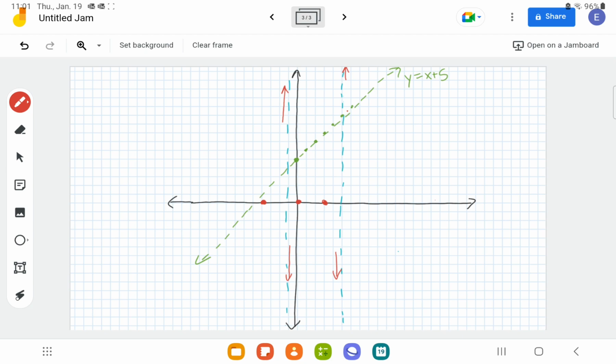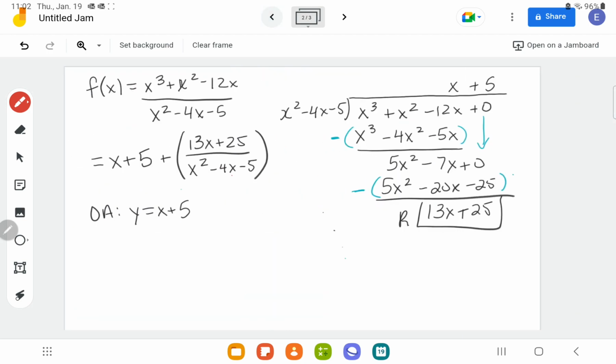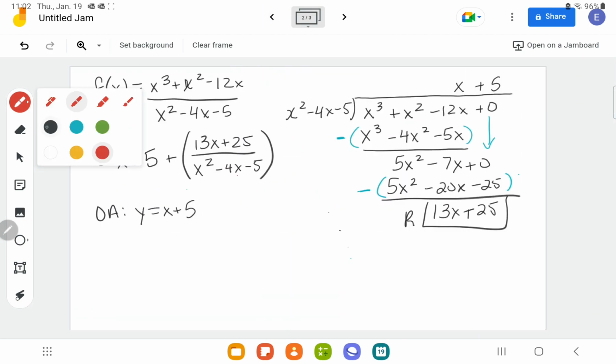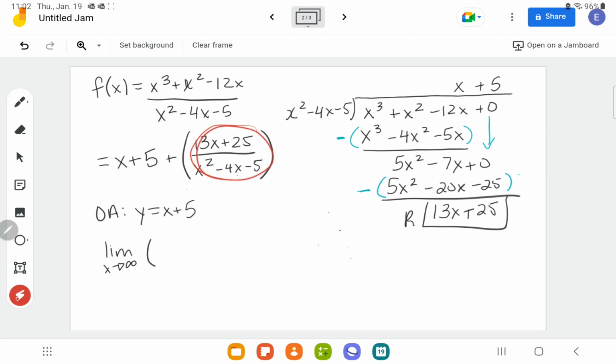So in this case, I need to figure out what's happening. Am I approaching this from above or from below? So here, we're going to go back and talk about what happens. So the limit as x approaches infinity of this remainder, of this piece here.